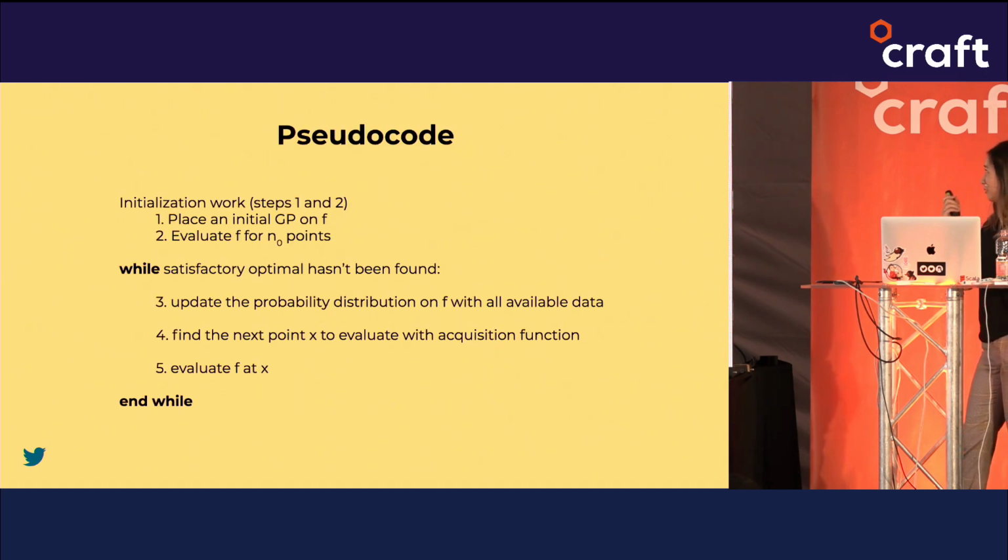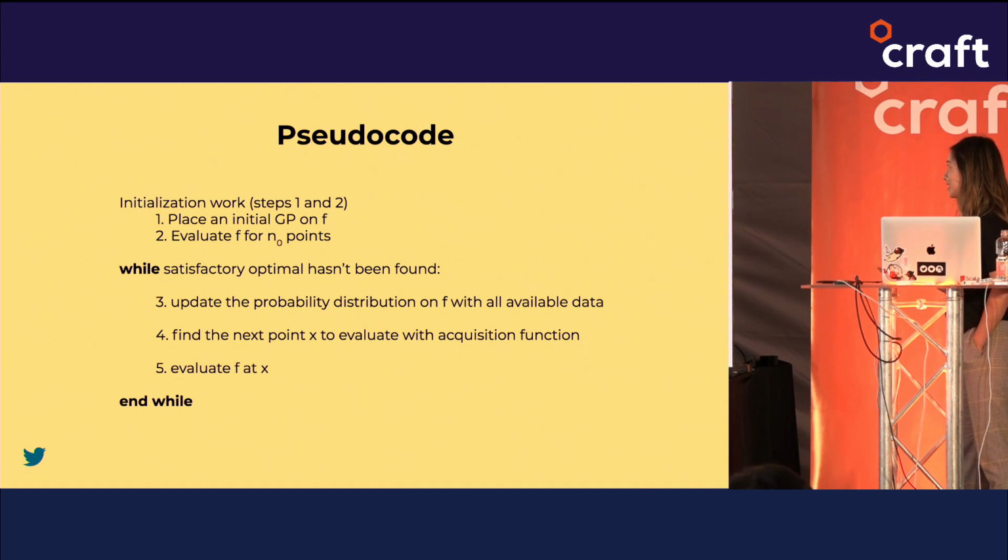And for the people that understand better when they look at code, here's some pseudocode that might help you understand. You do some initialization work, which is placing an initial GP on f, and since you don't have much information, that could be anything, just like a flat line. And then you evaluate f at a certain number of points, and you go through this loop until the optimal is found. So you update the probability distributions with all the available data, and then you sample the next point, and repeat.